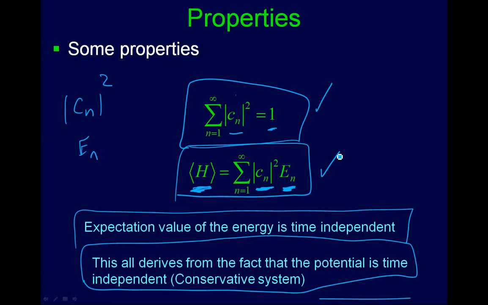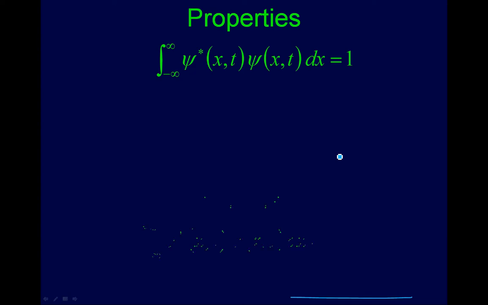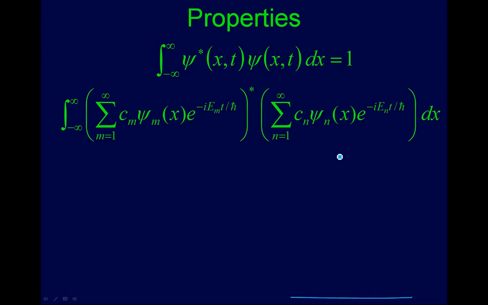Now what I'd like to do is go through these proofs real quick in a more general sense. So here's the first one. We start with our general definition of normalization.